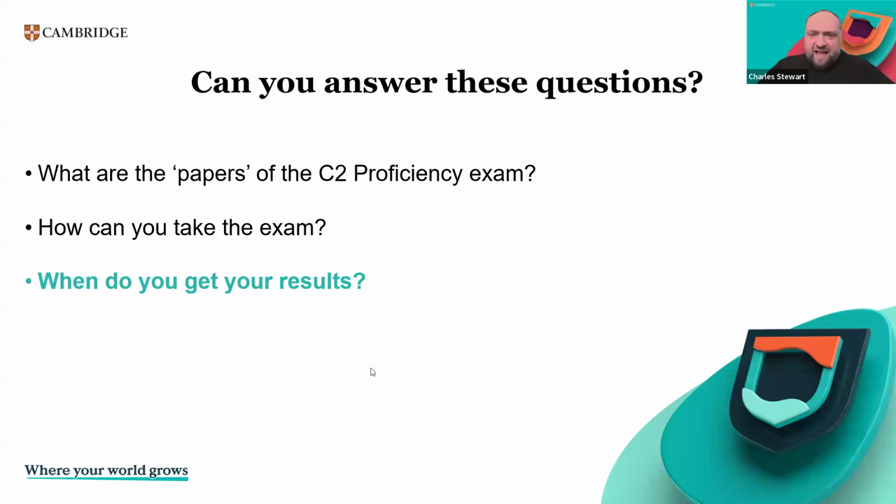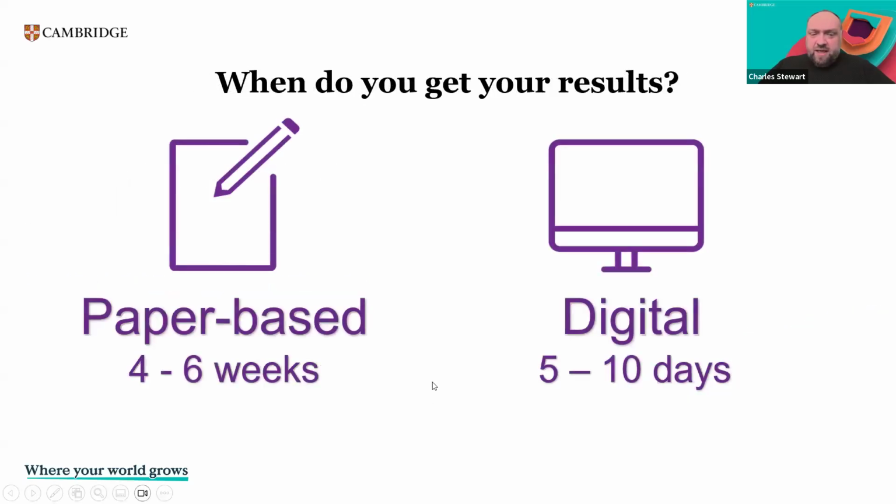Okay, so the time varies depending on the version of the exam that you take. If you take the paper-based exam, typically it's 4 to 6 weeks. So between a month to a month and a half. However, you can see here the digital results are available in around a week, 5 to 10 days. So there's definitely a huge advantage in this to taking the digital exams.